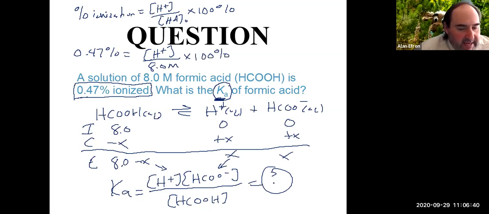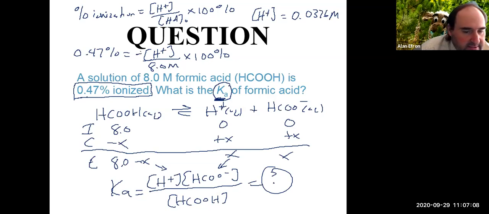Now, if I multiply the 8 to the other side and divide by 100, that is going to give me my H plus concentration. So if I take 0.47 times 8 divided by 100, it is going to give me my H plus concentration, which in this case would be 0.0376 molar. And again, I got that for H plus using the percent ionization.